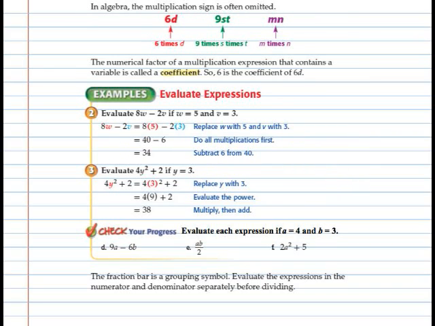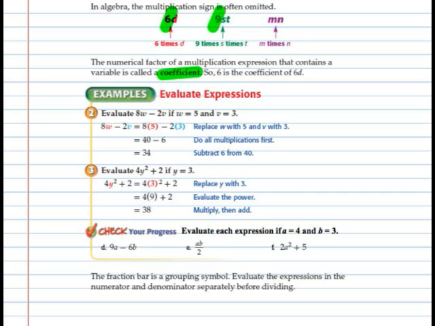In algebra, the multiplication sign is often omitted. Notice that in these 3 examples, there is no raised dot, there is no x to indicate multiplication. The numerical factor of a multiplication expression that contains a variable is called a coefficient. So 6 is the coefficient of this algebraic expression, 9 is the coefficient of that expression. In our third expression, we have no numerical coefficient other than the understood 1.